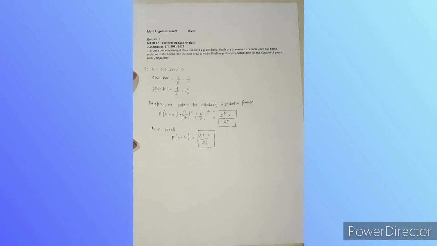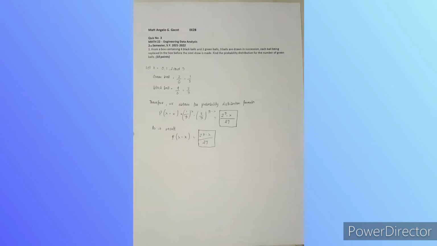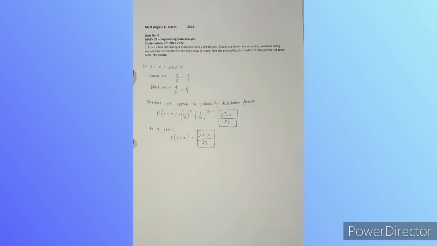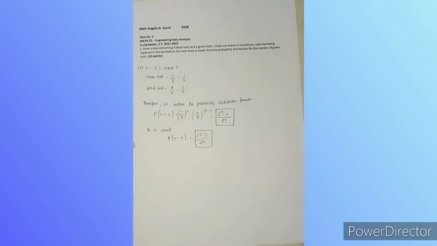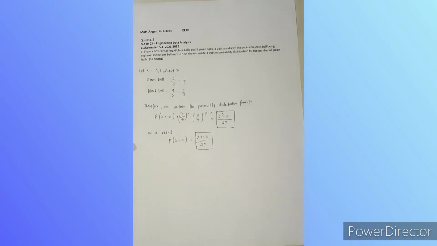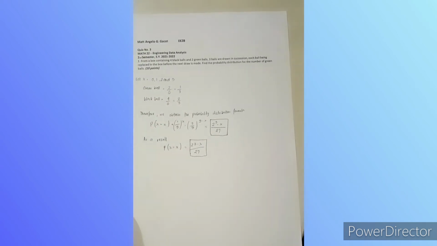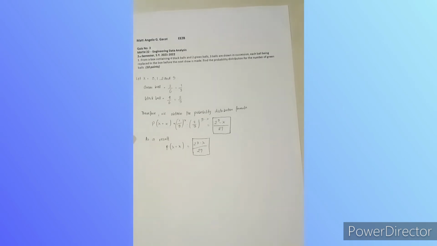So, let x equal 0, 1, 2, and 3. For the green balls, we have 2 over 6, which is equal to 1/3. For black balls, we have 4 over 6, which is equal to 2/3. So, therefore, we obtain the probability distribution using this probability distribution formula.